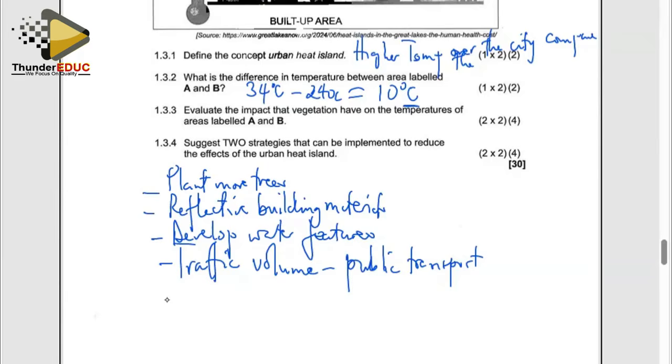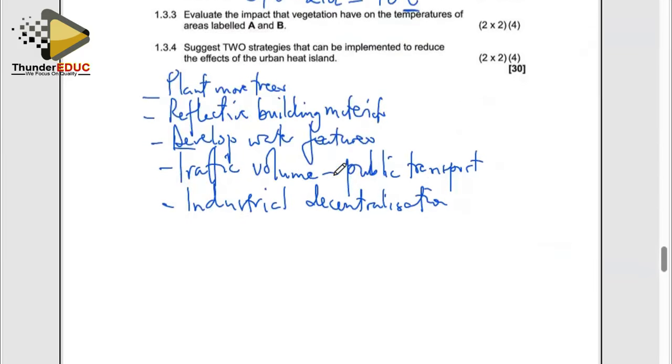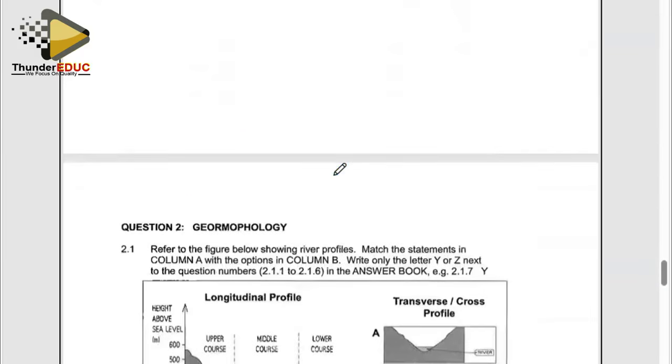You can also look at industrial decentralization. It's also another strategy. We can decentralize industries so that we do not have high volumes of pollution into the atmosphere, which is going to absorb heat. Right, there are so many strategies that we can talk about. We can talk of other things which are not mentioned here, but we are not saying that is all.